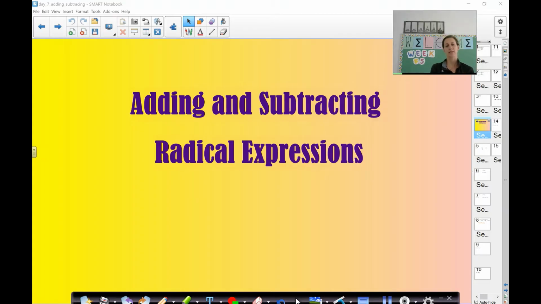Today we are going to focus on adding and subtracting radical expressions, and again our focus is really only on square roots and cube roots. We'll get started first with a little bit of review of things that you already know that look the same when we're adding and subtracting radicals.